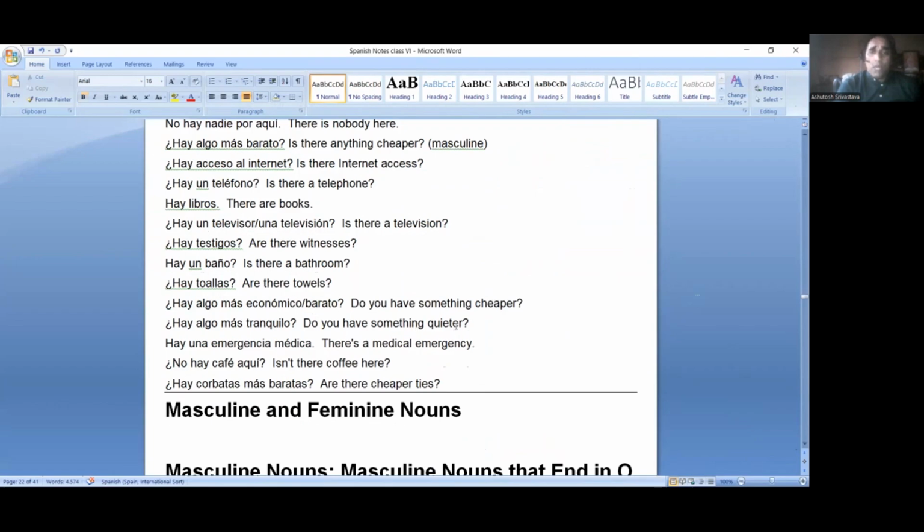Do you have something quieter? Hay algo más tranquilo? There is a medical emergency. Hay una emergencia médica. Isn't there coffee here? No hay café aquí. Are there cheaper ties? Hay corbatas más baratas?